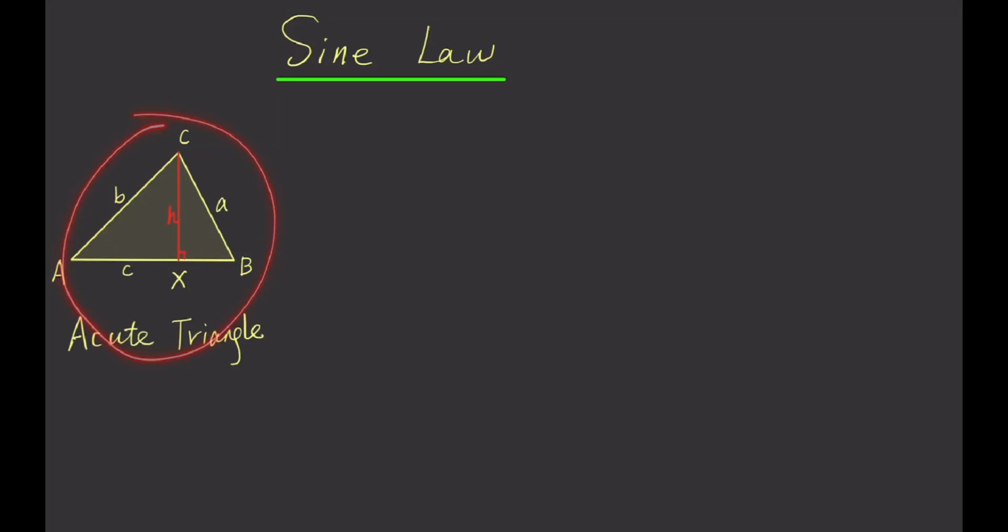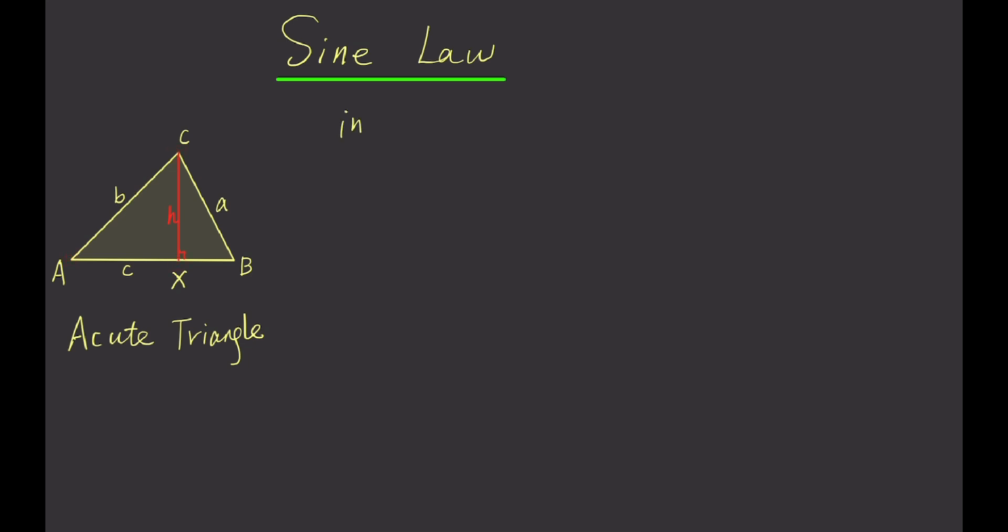In this acute triangle, we want to prove the sine law. First, we need to draw the height from vertex C to the side AB. Here, the foot is X. First, we focus on the left triangle CAX.